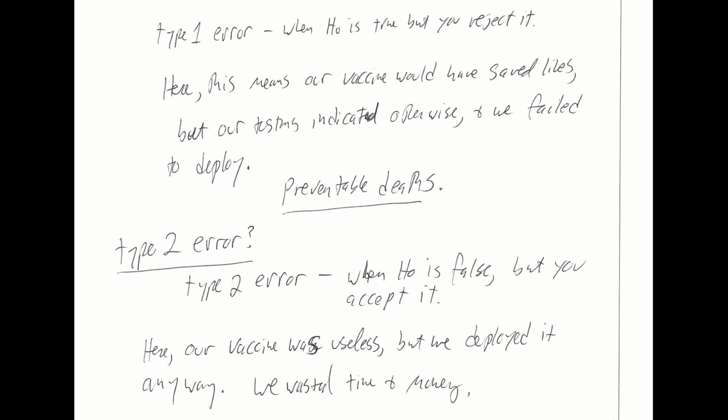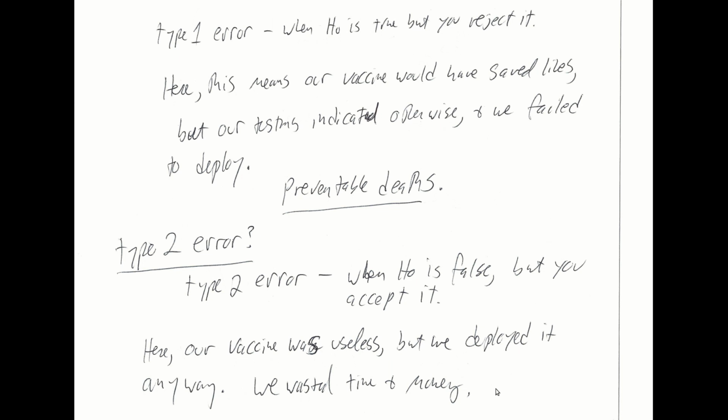In this way, we wasted our time and we wasted our money actually deploying this vaccine. We didn't kill anybody. We didn't hurt anybody. But it wasn't any better than just not having a vaccine to begin with. So we have the two types of errors: preventable deaths resulting from type 1 error, and a waste of time and money resulting from a type 2 error.